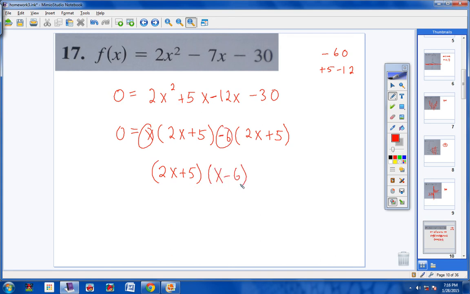Now this is pre-calc class, so I'm not going to do this for you. But now if you take each group and set each group equal to 0 and solve, here you'll get negative 2.5. And here you will get positive 6. So there's the two zeros, or the two x-intercepts, okay?